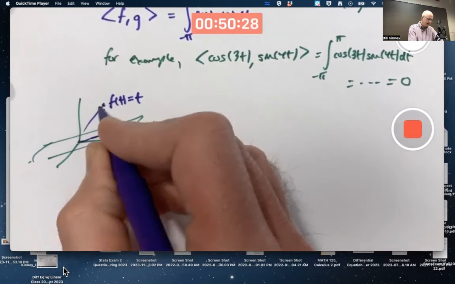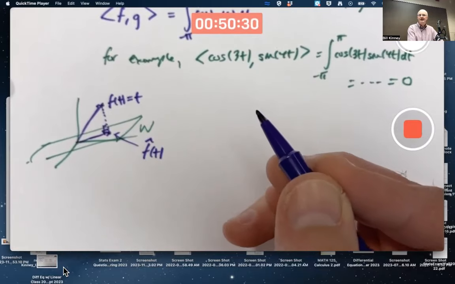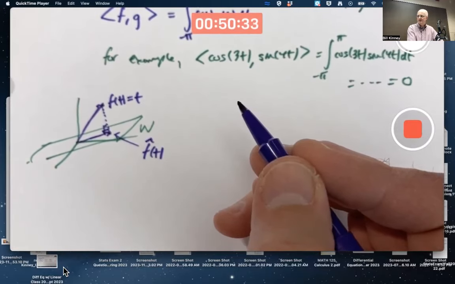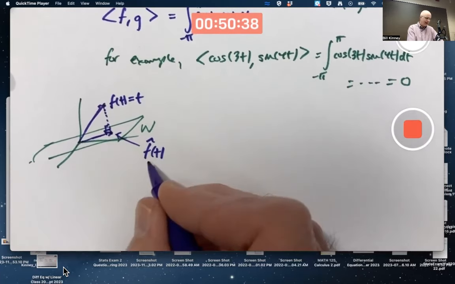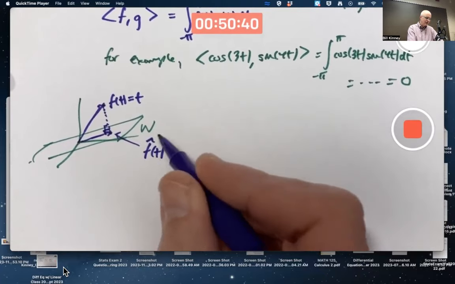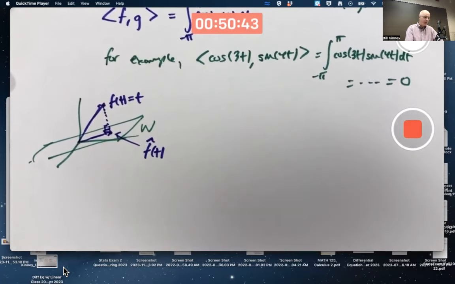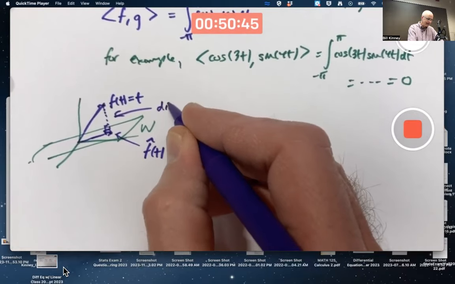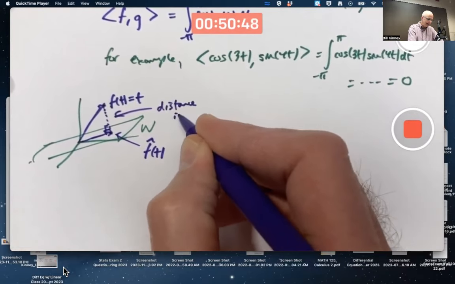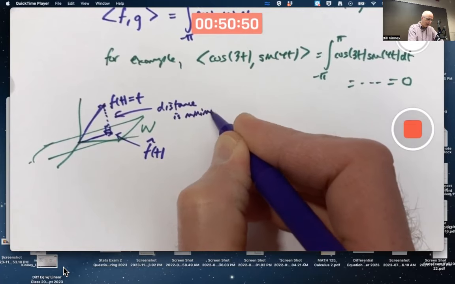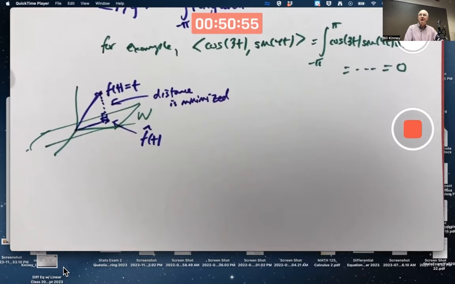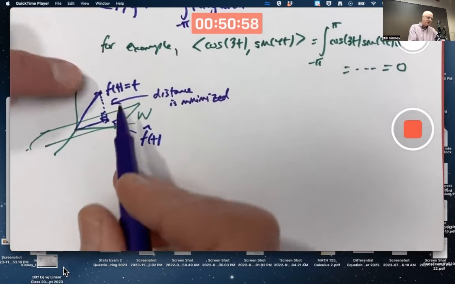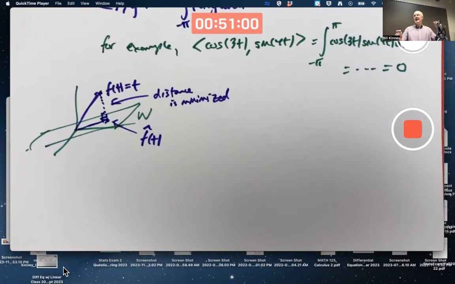Could I draw these things as arrows if I like? Sure, if you want. Not that functions are literally arrows, but just for the sake of thinking about triangles in this picture. F hat's an orthogonal projection of f onto the subspace, and therefore this distance is minimized. F hat, the orthogonal projection, is the closest function in this function space to f of t equals t. And by closest function, that has a graphical interpretation as well.